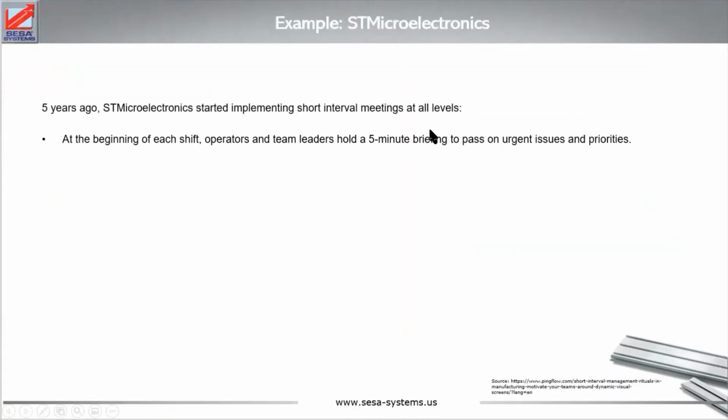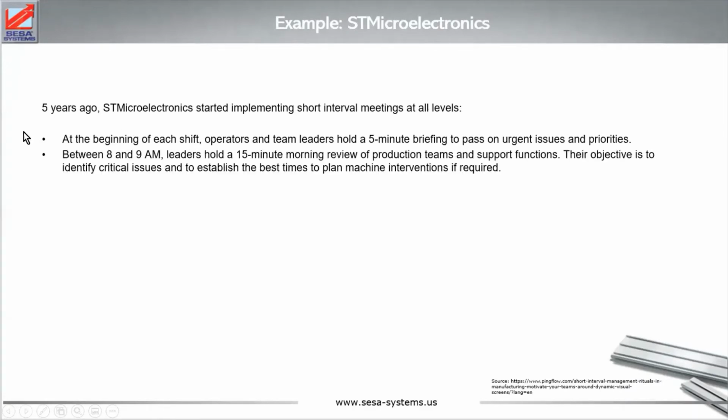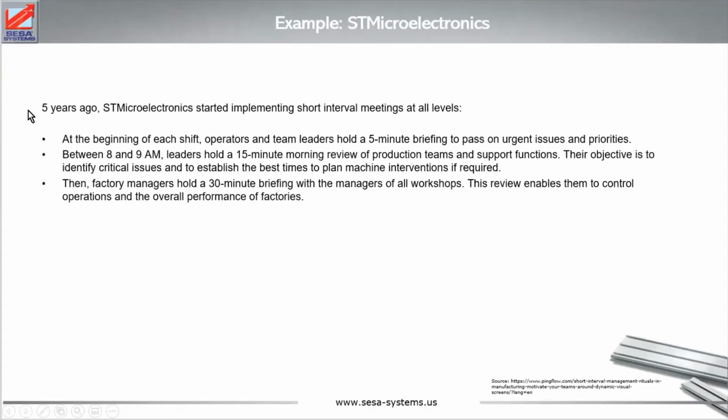And again, this is an example, again, publicly available. It's not something that we were sharing, anything confidential. From a company called ST Microelectronics, where they started implementing this at all levels, these short interval meetings. So at the beginning of each shift, a 5-minute briefing to pass on urgent issues. Then between 8 and 9, they hold a 15-minute morning review with the production teams and the support functions. And then during the day, factory managers hold a 30-minute briefing with the manager of all workshops.